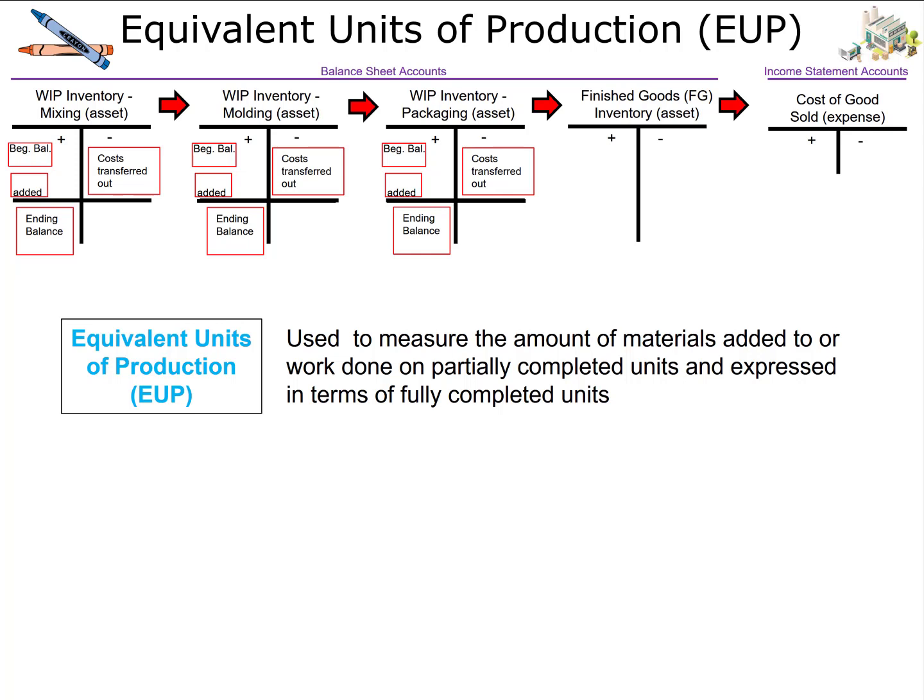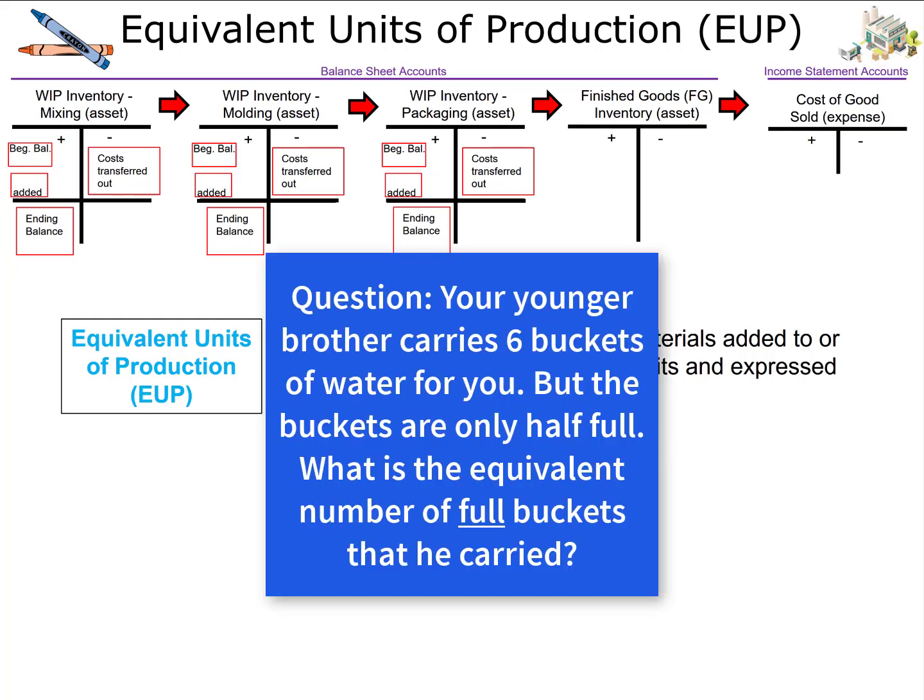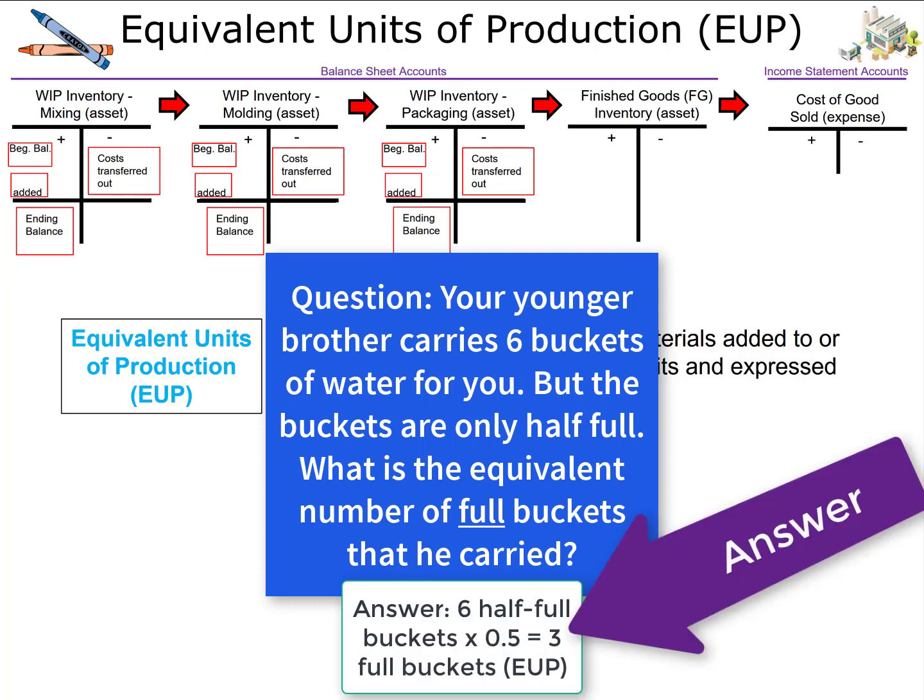So here's an example. Let's say your younger brother is helping you and he's carrying buckets of water, but he's not strong enough to carry a full bucket of water. Instead, he carries the bucket half full. Then let's say he carries 6 half buckets of water. How many full buckets is that equivalent to? Well, 6 buckets times 0.5, or a half, is equivalent of 3 full buckets of water.